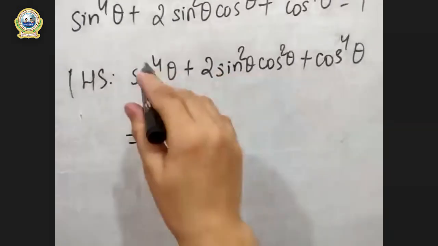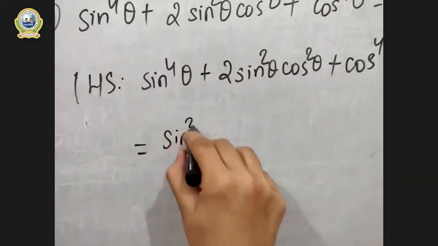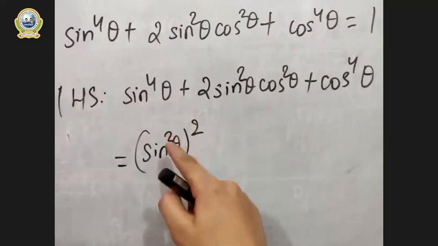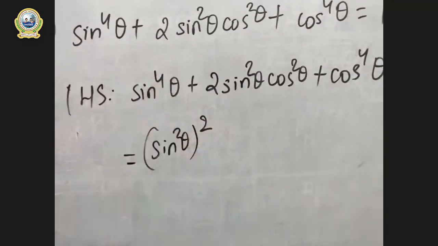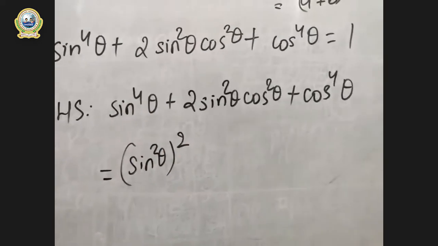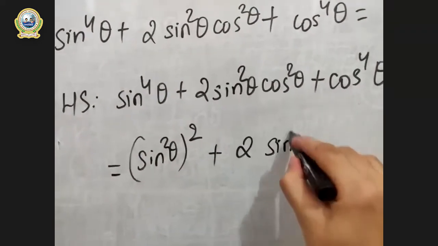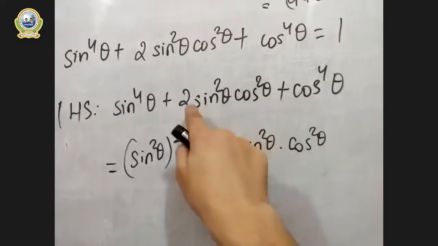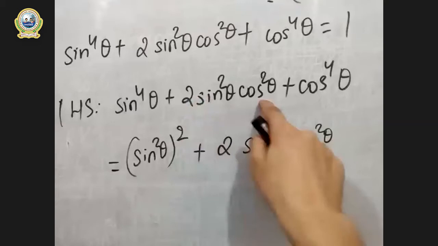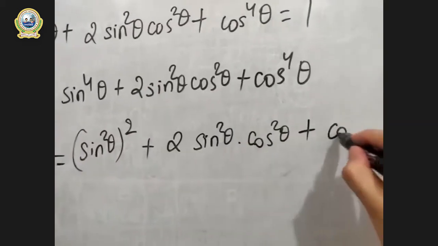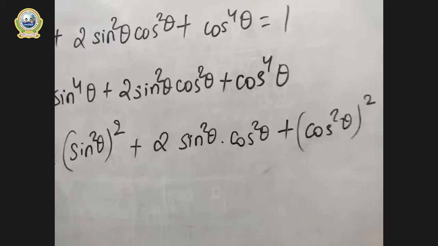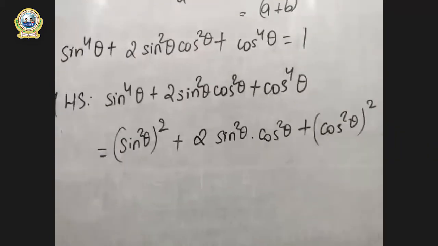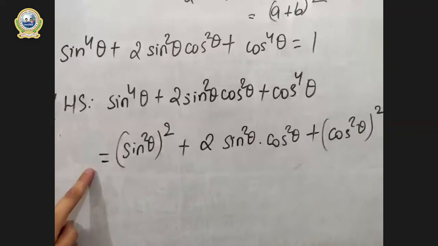Look at here. Sine 4 theta means sine square theta whole square, right? Because square of squared becomes power 4. 2 to the 4. Simple. And here it is 2 sine square theta cos square theta. I've done no change in this one. But in the third part, you can do cos square theta whole squared. Right? Are you getting me? This step and this step is same, isn't it so?